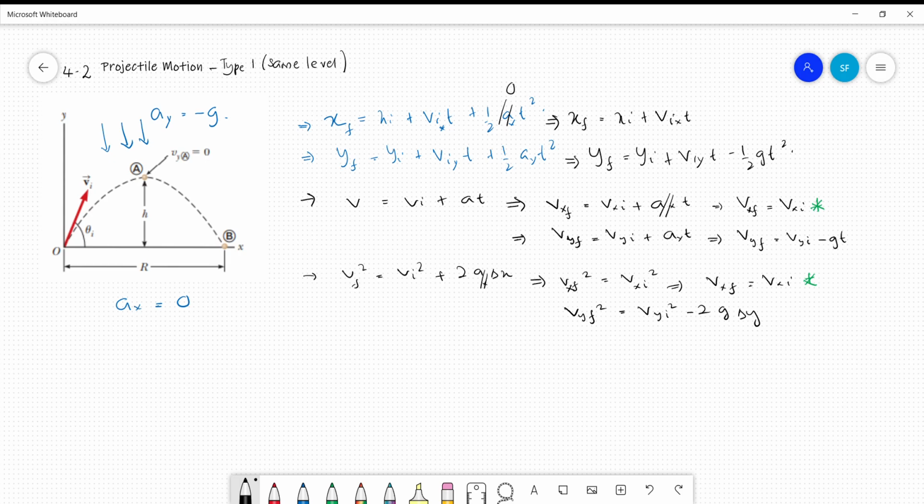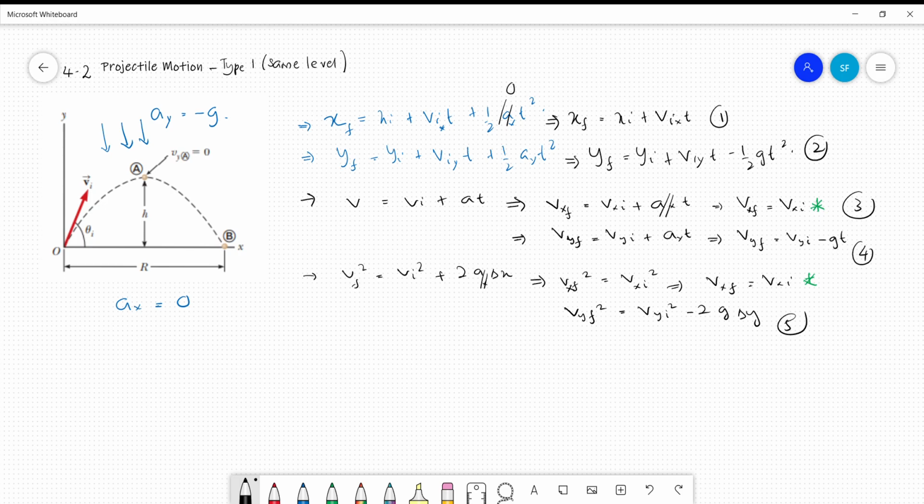So basically, these are the 5 equations here. Alright, so we have 1, 2, 3, and then we have 4 and 5. Because this one, the green hashtag one, is the same, right? So these are the 5 equations that we are going to use in projectile motion, regardless of what type of projectile motion it is.